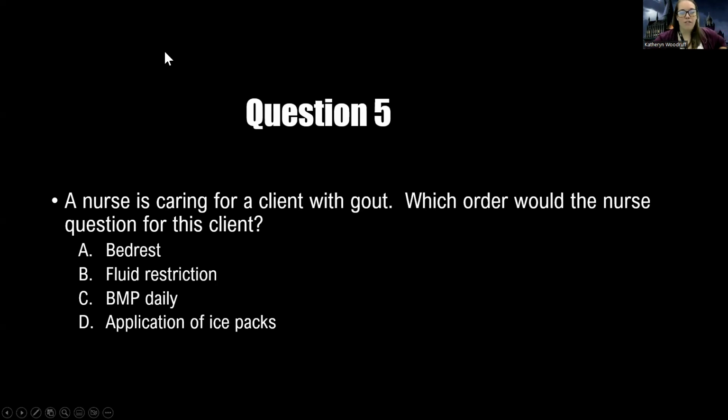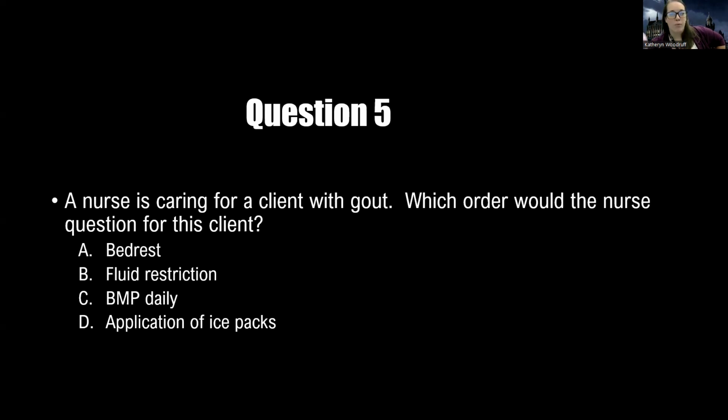Question 5. A nurse is caring for a client with gout. Which order would the nurse question for this client? So the first option is bed rest. Oh, here I go again, I went really fast. So the client has gout. Which order would the nurse question? So I'm looking at which of these is not safe, because it says which would I question.